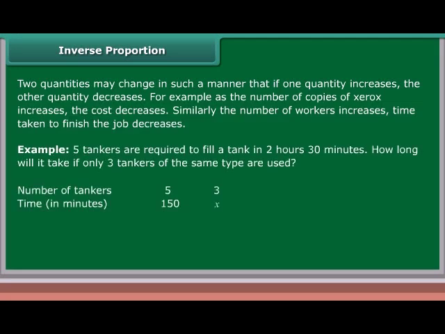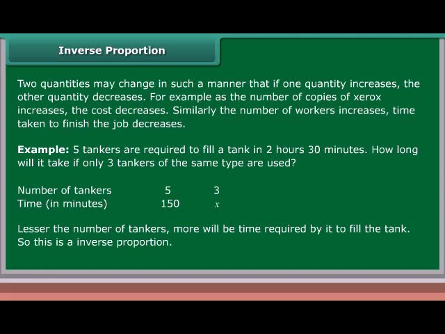Example: 5 tankers are required to fill a tank in 2 hours 30 minutes. How long will it take if only 3 tankers of the same type are used? The lesser the number of tankers, the more will be the time required to fill the tank. So this is an inverse proportion.